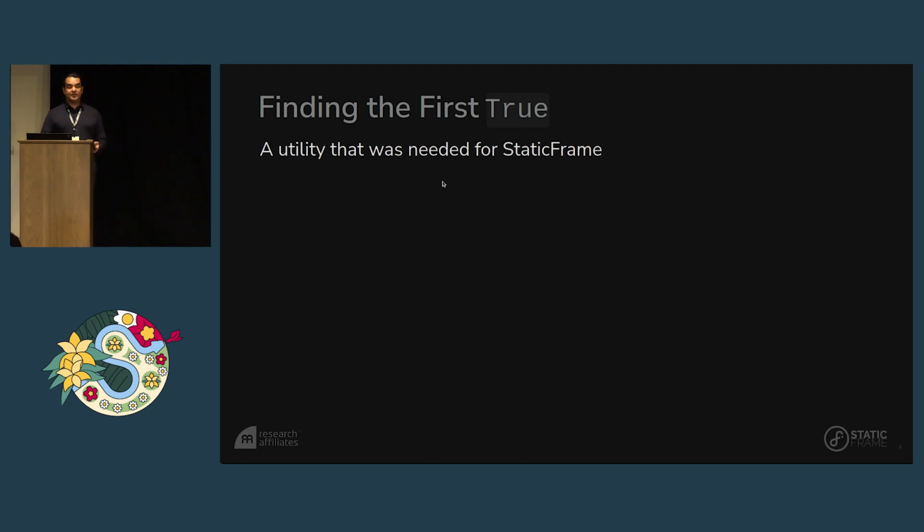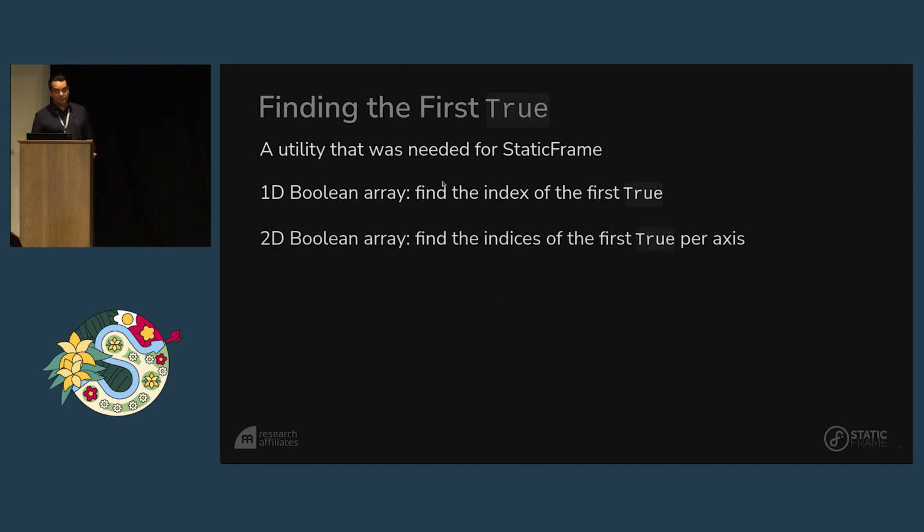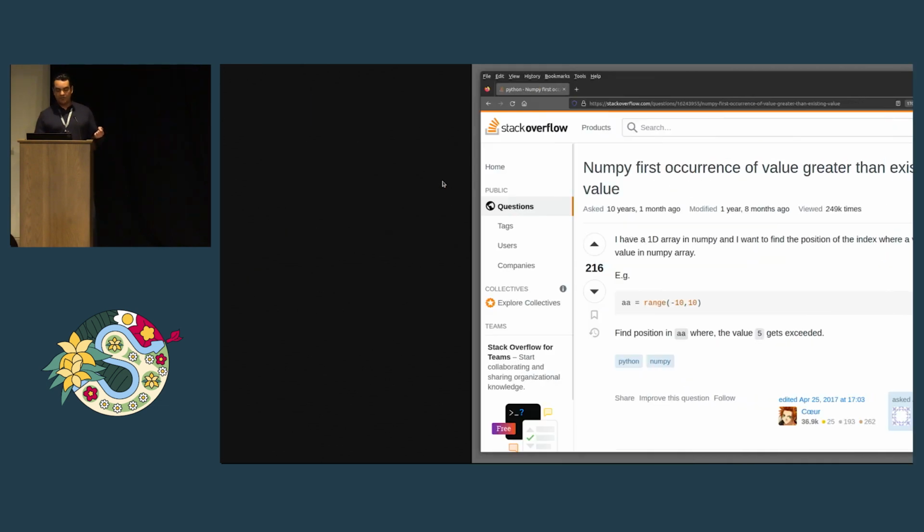So our test case is going to be finding the first True in a Boolean array. And this was a utility I needed in my work in StaticFrame. So given a 1D Boolean array, we want to find the index of the first True. Given a 2D Boolean array, we want to find the indices of the first True per axis. We want to be able to do this in both directions, and we want to be able to discretely identify the case when all values are False.